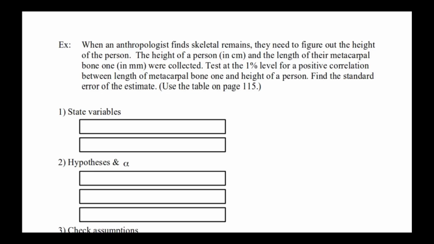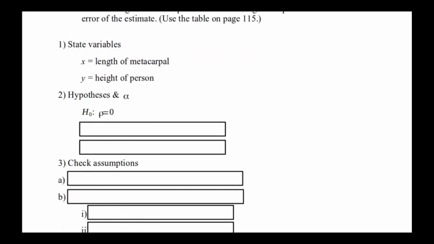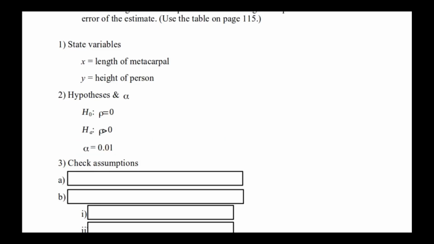It also asks us to find the standard error. And this is the same data that we saw before. So our x is going to be the length of the metacarpal. Y is going to be the height of the person. Null hypothesis is that rho equals 0. That is that there's no correlation. The alternative hypothesis is that there is a positive correlation. And of course, alpha, we were told, is 1%.